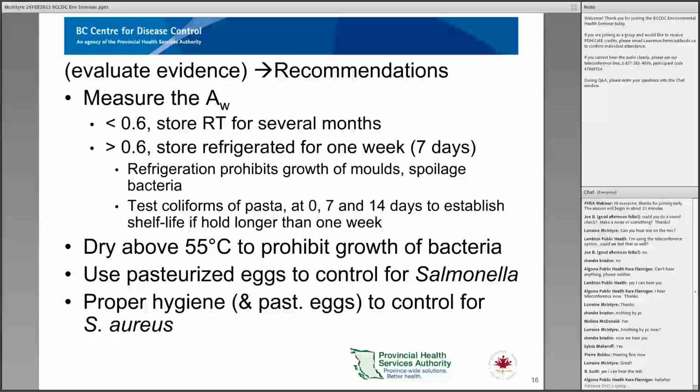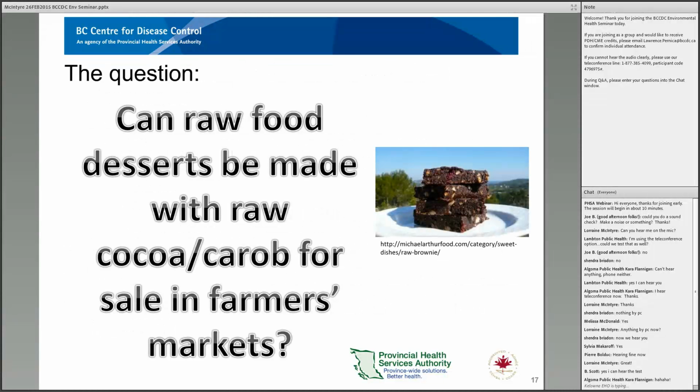So that's a typical food risk assessment that we receive quite often. So let's go to the next one. So this question was, can raw food desserts be made with raw cocoa or raw carob for sale in farmers markets?